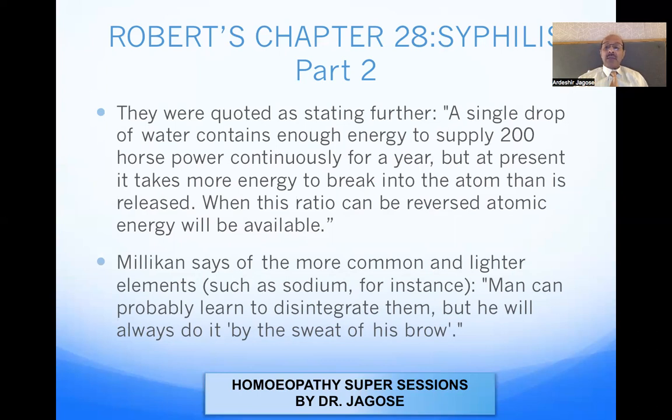When this ratio can be reversed, atomic energy will be available. McLean says of the more common and lighter elements, such as sodium, for instance, man can probably learn to disintegrate them, but he will always do so by the sweat of the brow. So McLean says that the lighter elements such as sodium can be disintegrated, but it will be a very tedious task and you have to sweat a lot to disintegrate it.